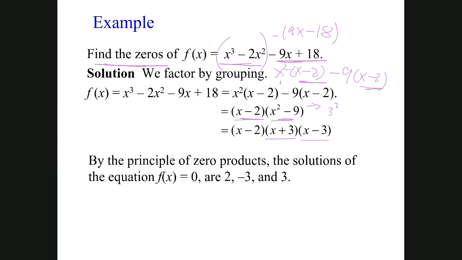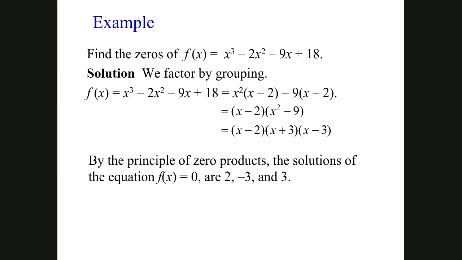So that means we have 3 zeros in here. Each factor equal to 0, so x will be 2, x will be negative 3, x will be 3. So this is called 3 zeros for this one right here. All right, so that is finding the zeros by grouping, okay.